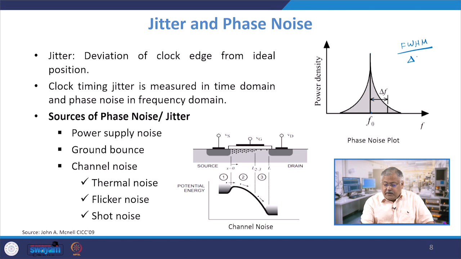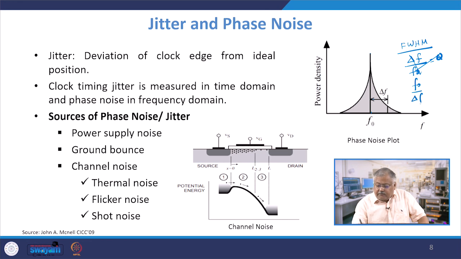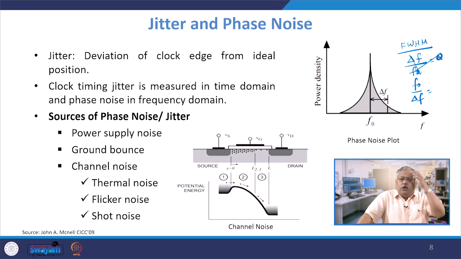So, we define the term f naught by delta f as the Q factor, right. Let me give you an idea here. This should be f0 by delta f, which basically means that your delta f should be as small as possible to make the Q factor as large as possible. Selectivity is then measured in a very good manner.